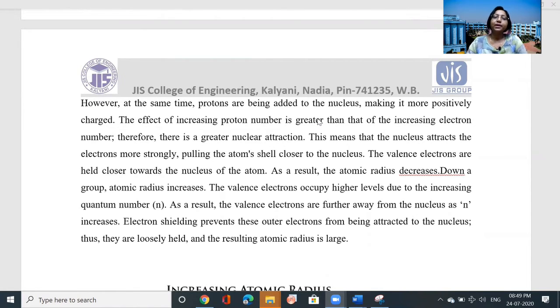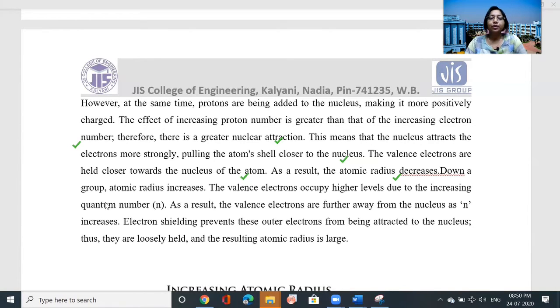The effect of the increasing proton number is greater than that of the increasing electron number. Therefore, there is a greater nuclear attraction. This means that the nucleus attracts the electrons more strongly, pulling the atom's shell closer to the nucleus. The valence electrons are held closer towards the nucleus of the atom. As a result, the atomic radius decreases.